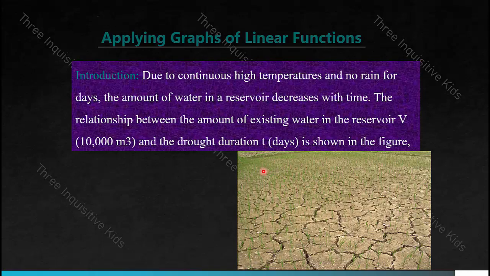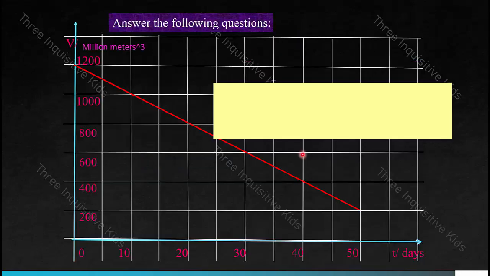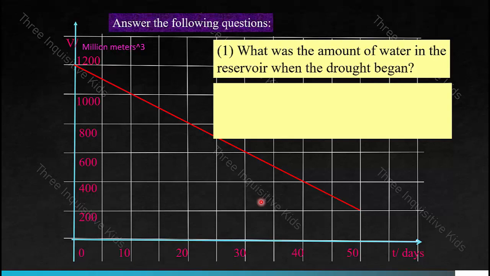Due to continuous high temperatures and no rain for days, the amount of water in a reservoir decreases with time. A reservoir, for some background information, is just a place where they store water. The relationship between the amount of existing water in the reservoir, V, which is in 10,000 meters cubed, that's its unit, and the drought duration, T, in days, is shown in the figure. Looking at this graph, I want you to answer the following questions.